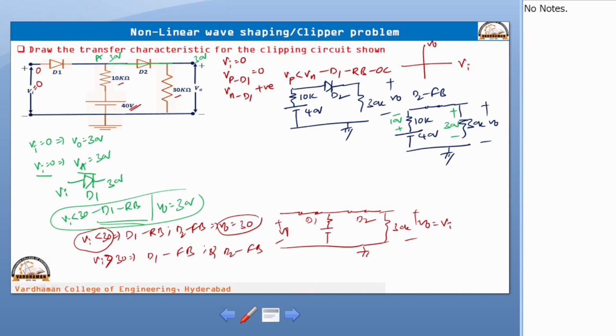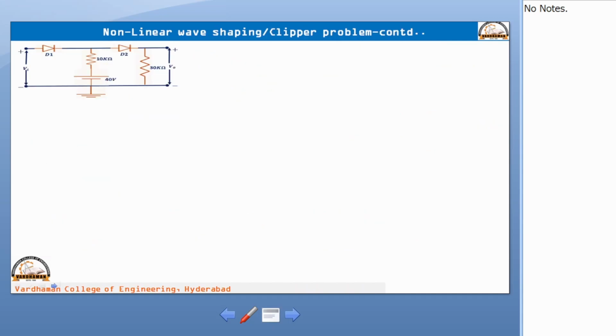So, now if you write all these relations in one place: when VA is less than 30, output is equal to 30. When VA is greater than 30, output is equal to input. This is what we got. Here one thing you have to observe: the problem is over, but I will spend some more time on this problem. See carefully, do not think that since 40 volts is available, the inside voltage is 40. So, when input is less than 40, diode D1 is under reverse bias. This is the wrong approach.